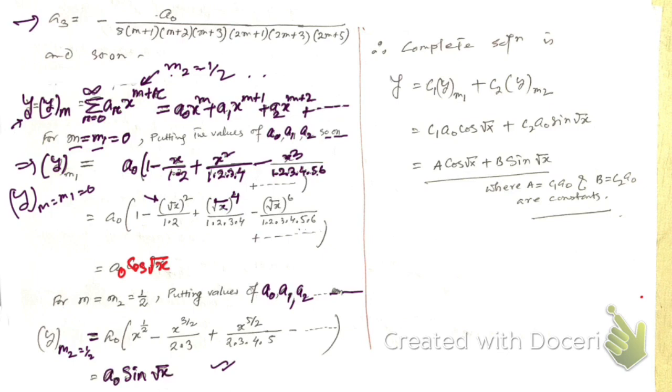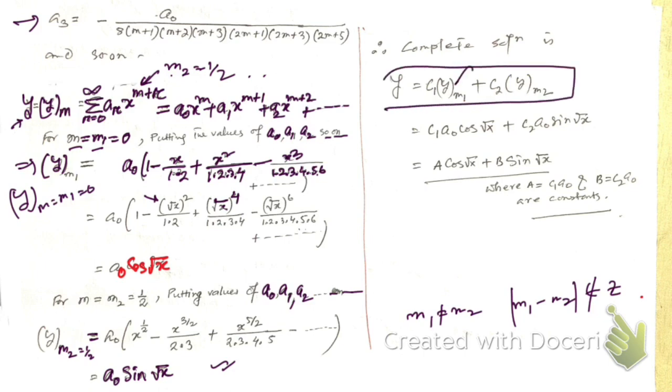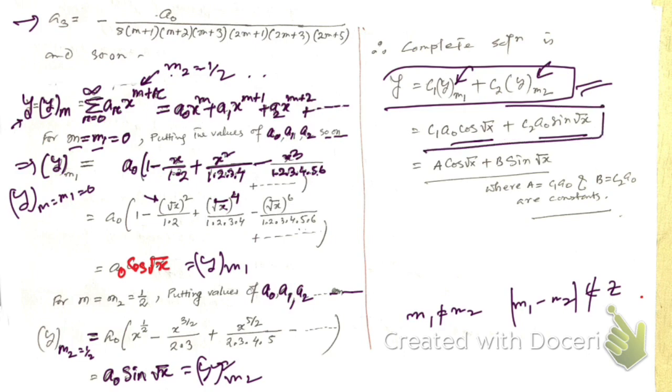And you see, when the roots are distinct and differ by a fraction, if this difference doesn't belong to the integers, then the solution is given by this one. So if we put y at m1 and y at m2 here, then we have got this relation. And you can write c1 a naught as a and c2 a naught as b. These two are nothing but constants. Okay, then you're going to get this answer, right?